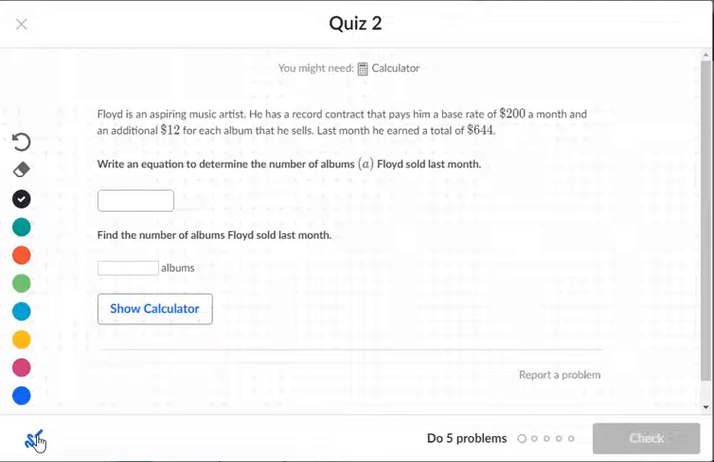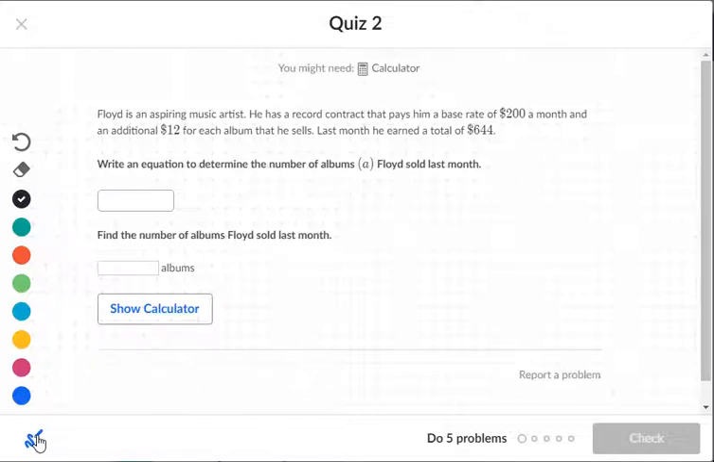Okay, so we have the following word problem. Floyd's an aspiring music artist. He has a record contract that pays him a base rate of $200 and an additional $12 for each album that he sells. Last month he earned a total of $644.